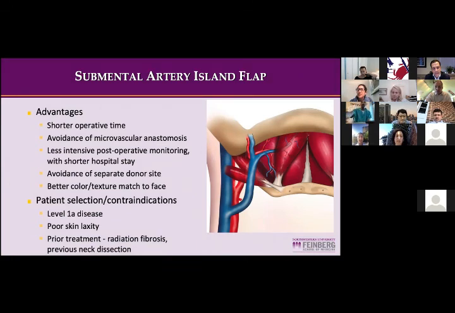We also touched on some of these patient selection issues or relative contraindications. Somebody has level 1A disease, poor skin laxity, or if they've been previously treated. We talked about radiation changes.